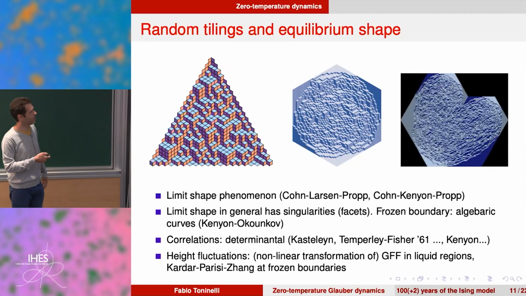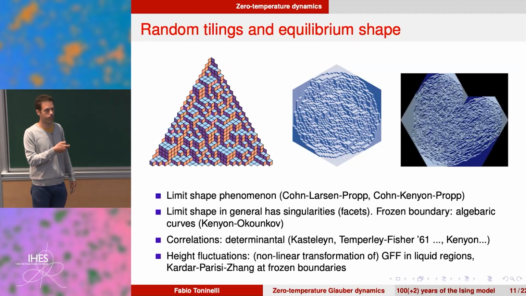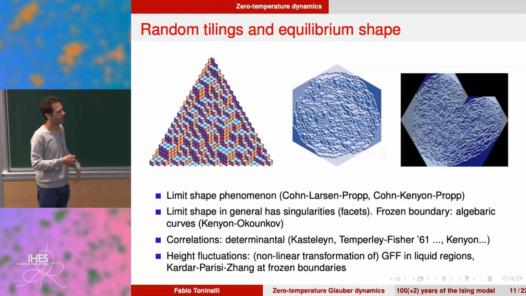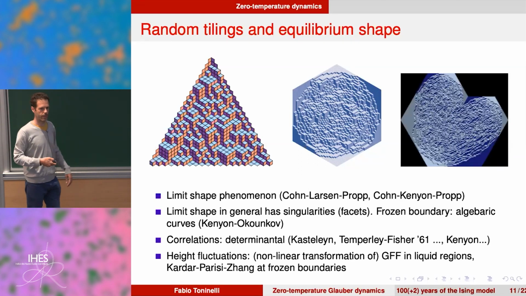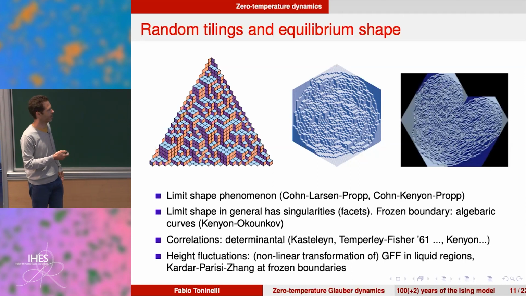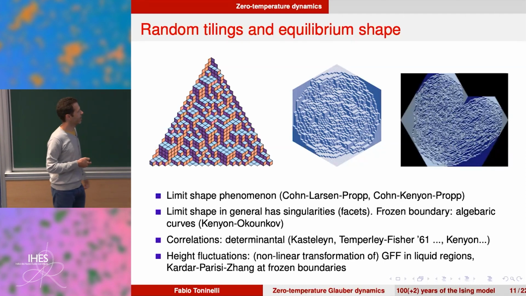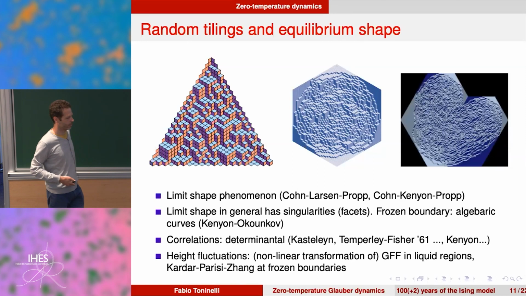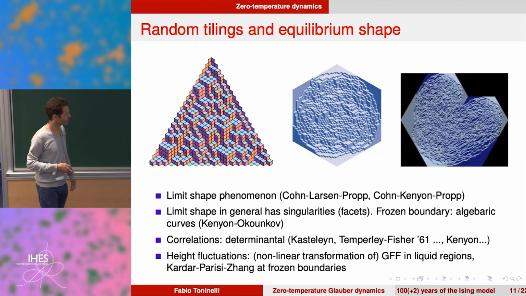Another thing that is well known is that correlations in these measures are determinantal. So if you want to know the probability of finding a blue rhombus here and a blue rhombus there and a red one here, this can be written as a 3 by 3 determinant, on which you can then apply asymptotic analysis, etc. This essentially comes from works in the 60s by Kasteleyn, Temperley and Fisher, but was very much developed in particular by Kenyon later. One thing is just to say you have determinants, one thing is to do something out of it.